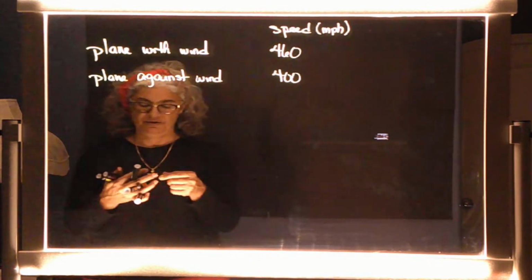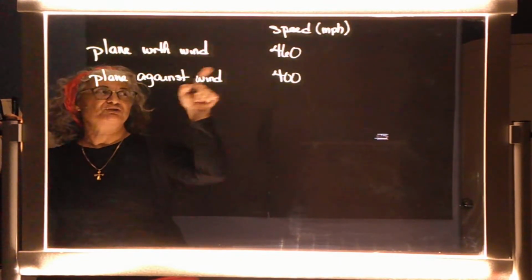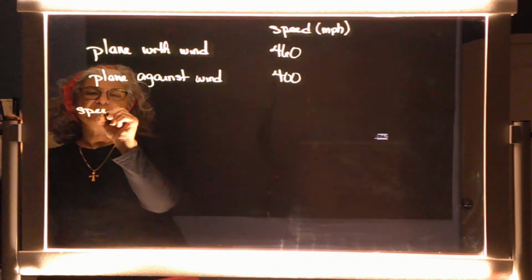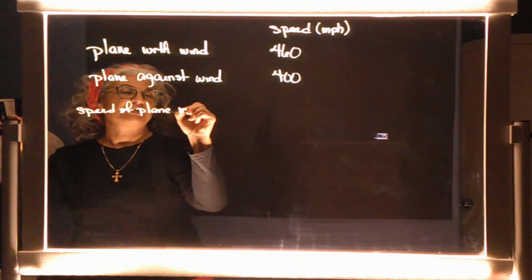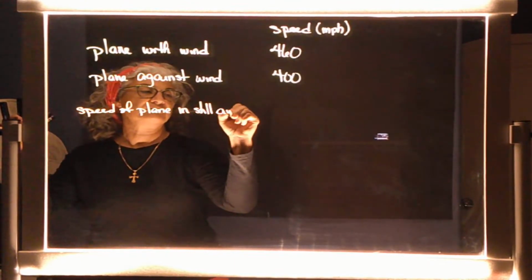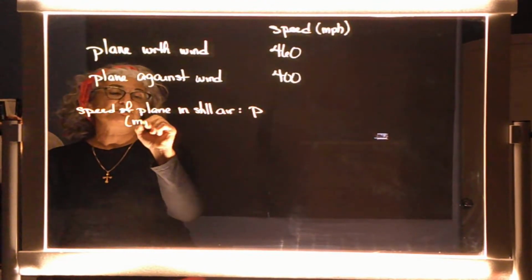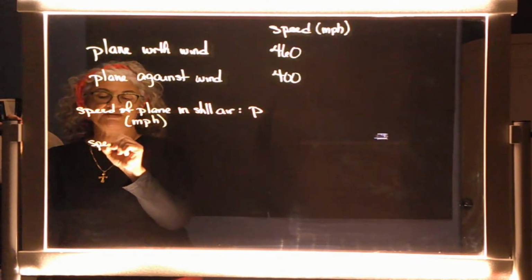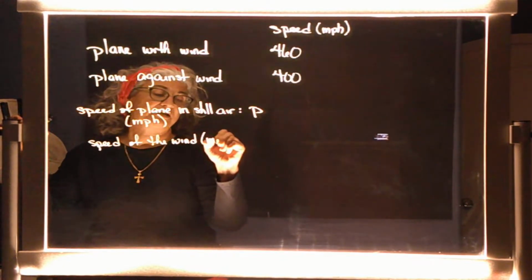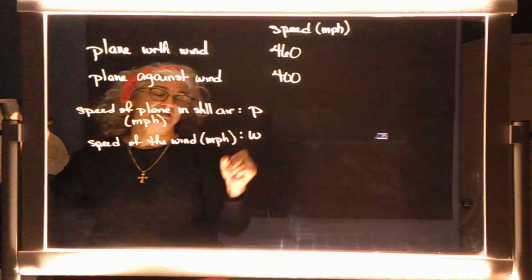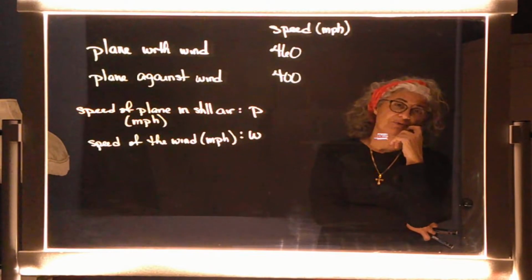So, over here, I'm just going to write my notes to myself because this doesn't look like it matches up too nicely. So speed of plane in still air. I don't know it, so I'm just going to call it P if you're okay with it, but I do know it's in miles per hour. And then they want the speed of the wind. This is also going to be in miles per hour, but I don't know it, so I'm going to call it W. With me?